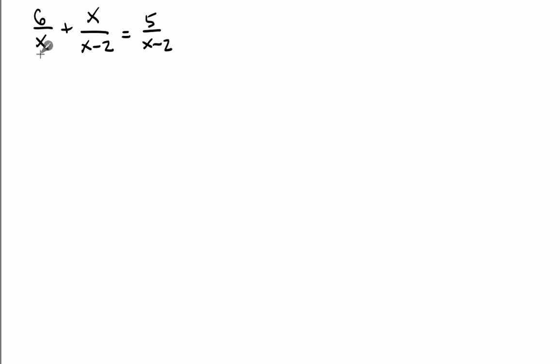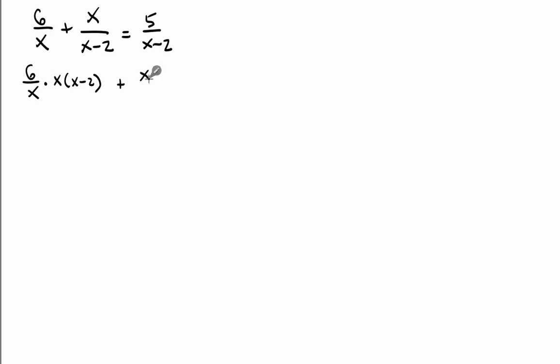So you look at each of these various denominators, x, x minus 2, and x minus 2, and you come to the conclusion that the least common denominator is the product of x and x minus 2. So to clear out the fractions from throughout this equation, we're going to multiply each of the terms by the least common denominator, x times x minus 2.